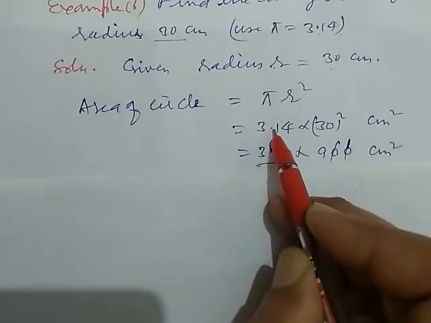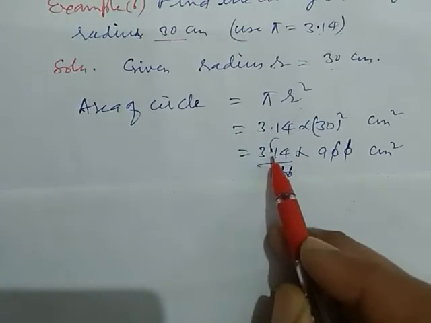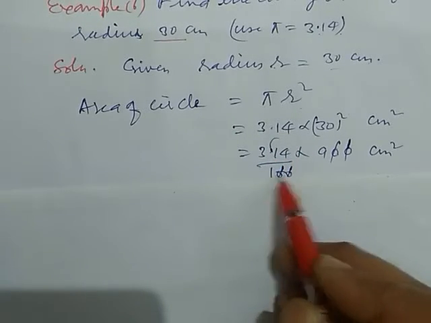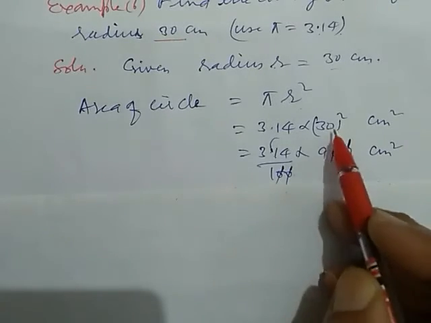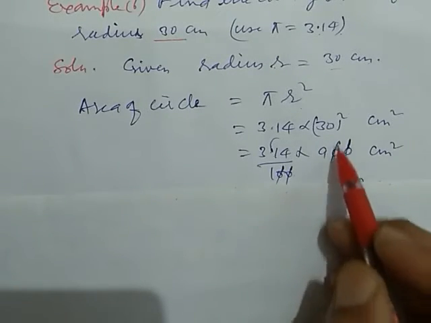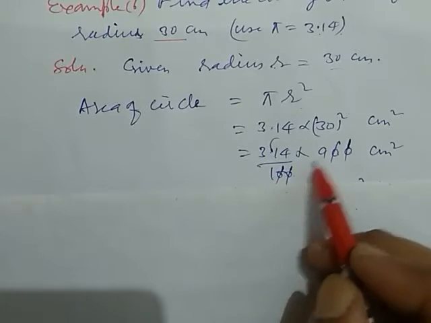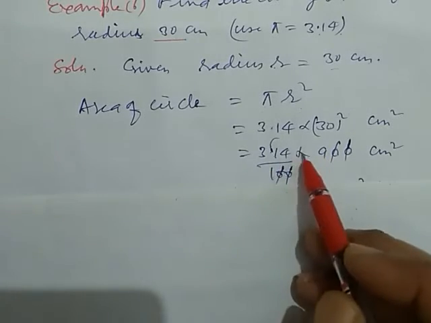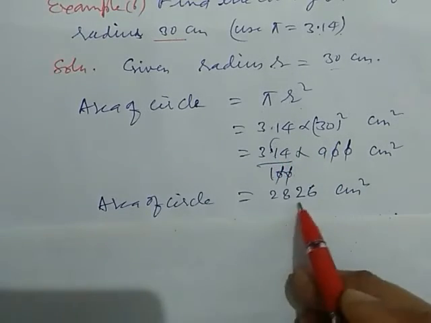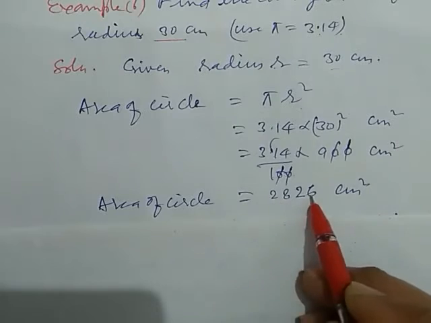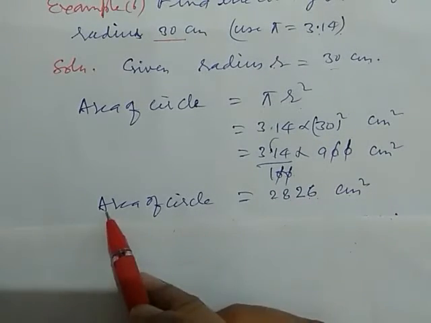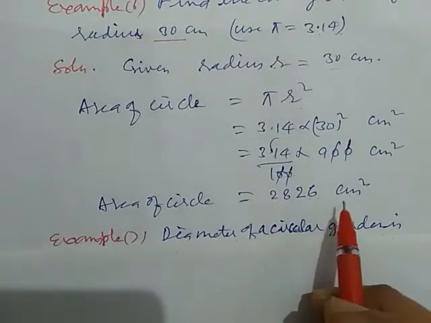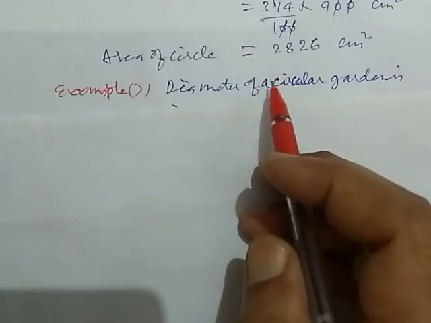Here when we remove this decimal, there are 2 places, so we put 1 and 00, and the square of 30 is 900. These 2 zeros cancel with these 2 zeros, and 9 into 3.14 gives 2826 centimeter square. This is the area of the circle. This way we found the area.